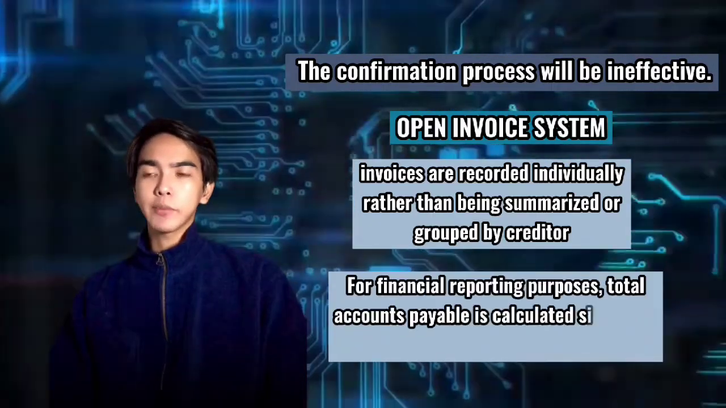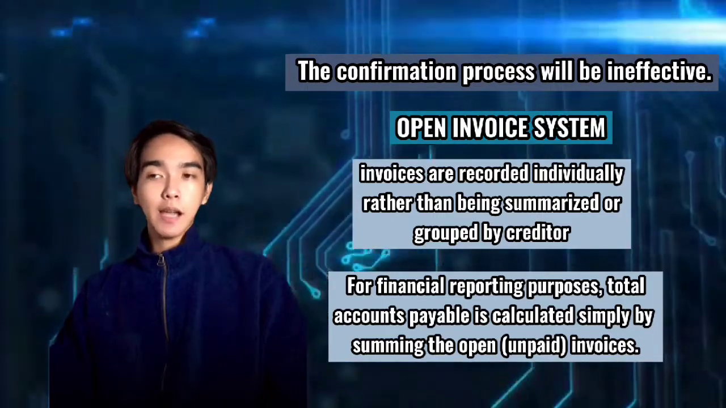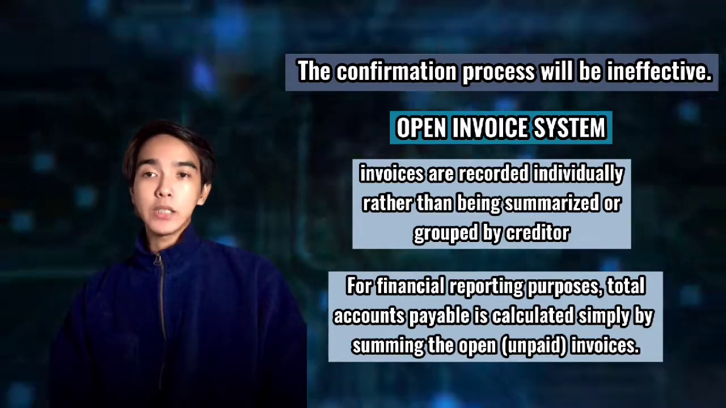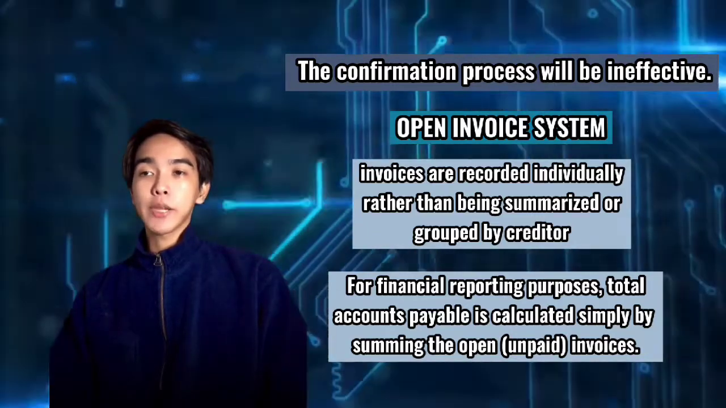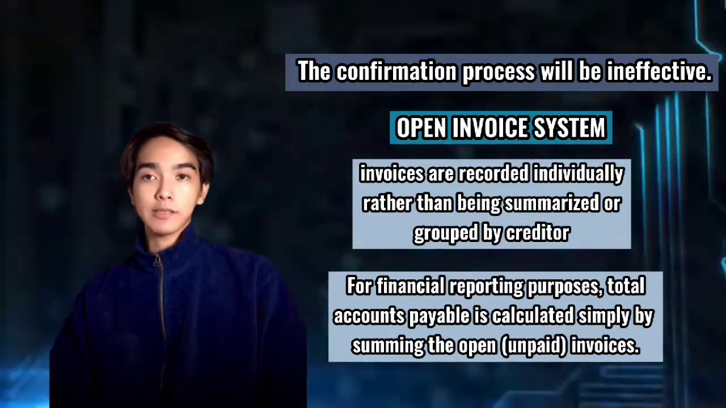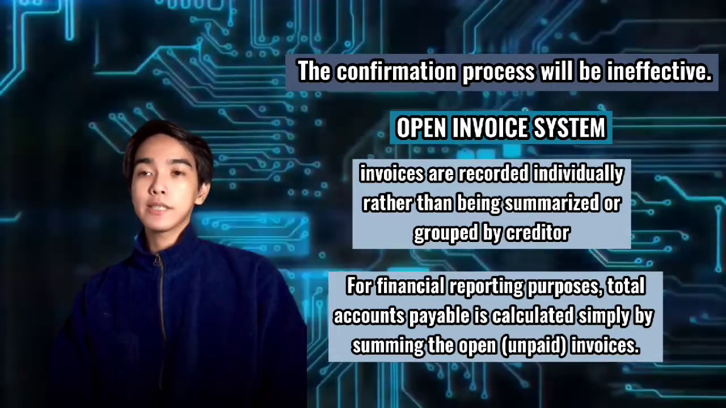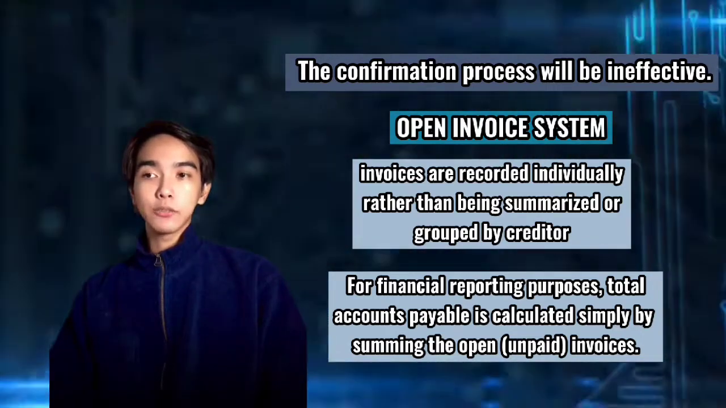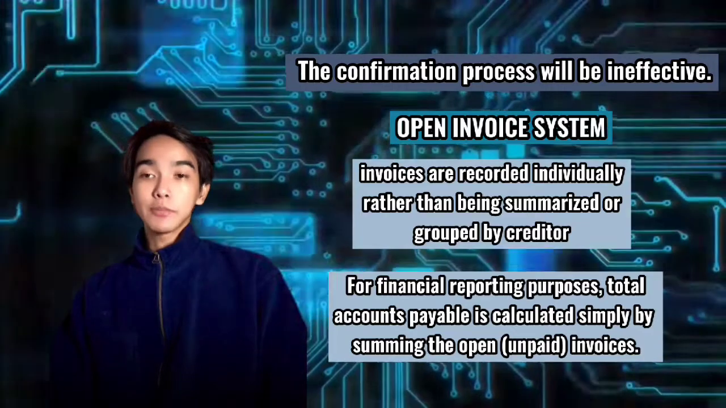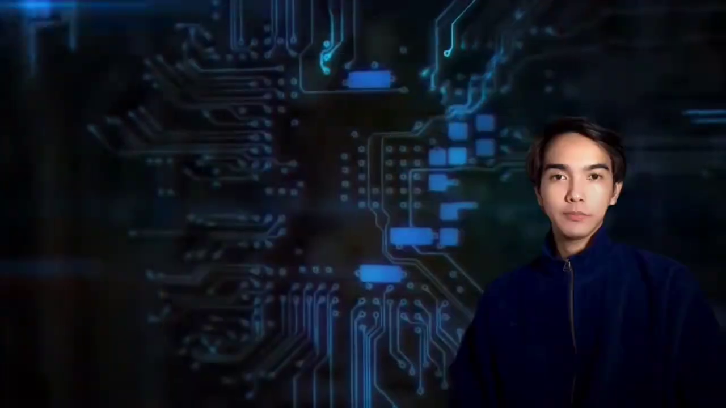For financial reporting purposes, total accounts payable is calculated simply by summing the open or unpaid invoices. Determining the liability due to a particular creditor, which may consist of multiple open invoices, is not such a simple task. The auditor should not assume that an organization using this approach would invest the time needed to respond to the confirmation request. Under such circumstances, the confirmation process would be ineffective.